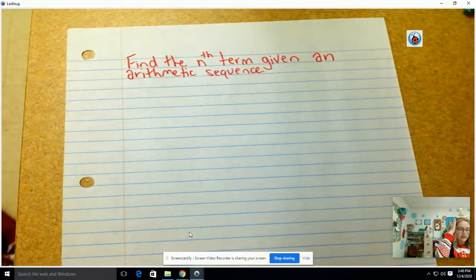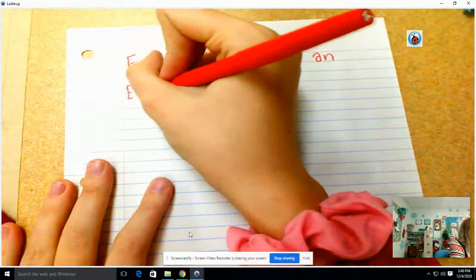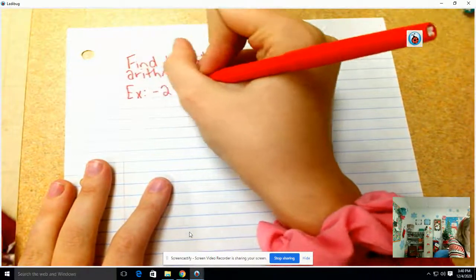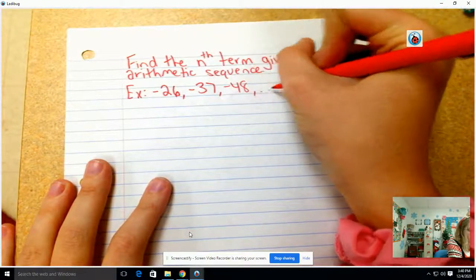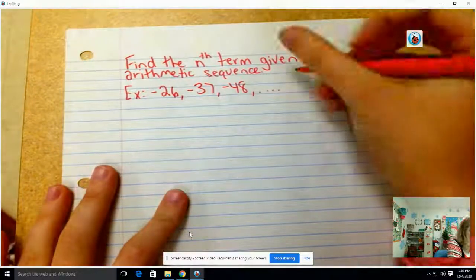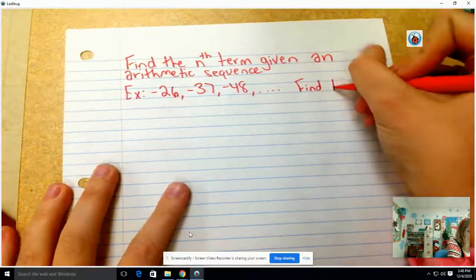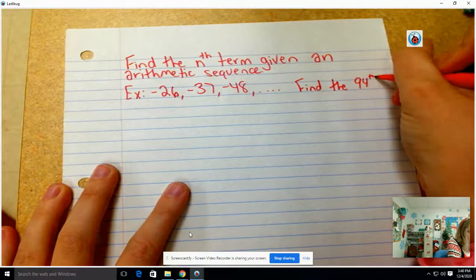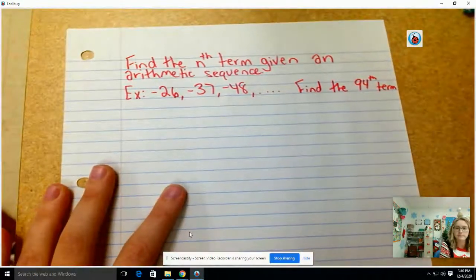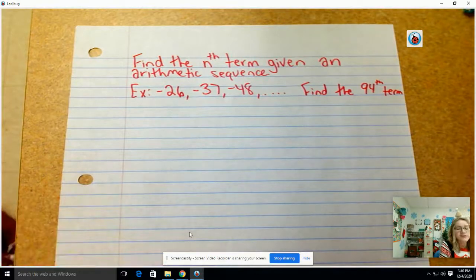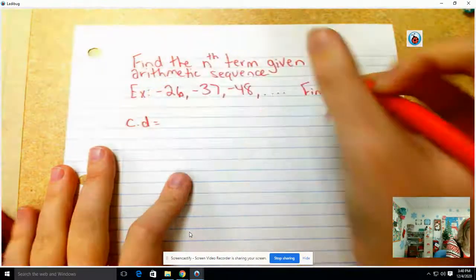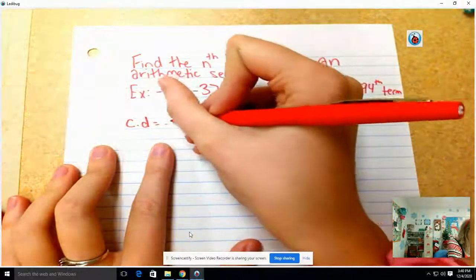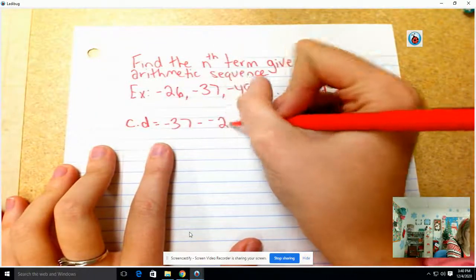So if I am given the sequence of negative 26, negative 37, negative 48, so on and so forth, and I want to find the 94th term, the first thing you're going to start out by doing is finding your common difference. So I'm going to do negative 37 minus negative 26.